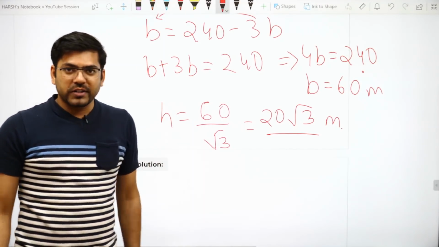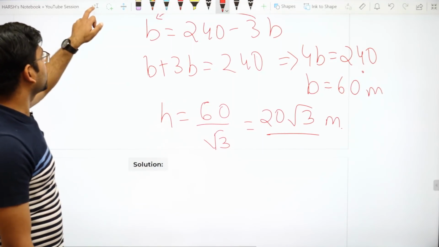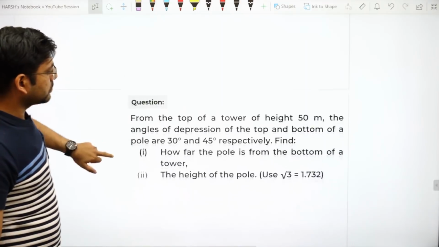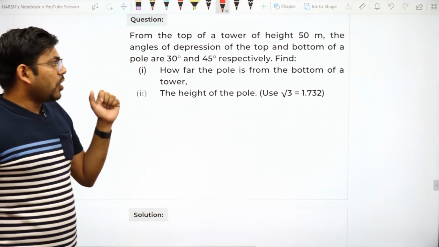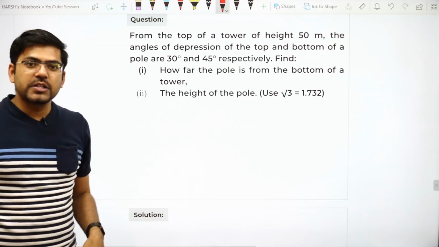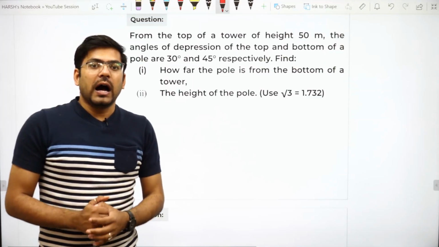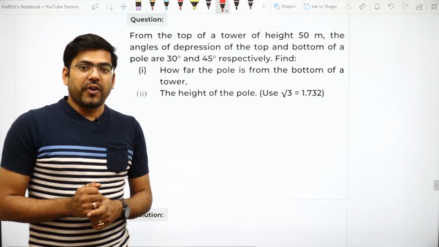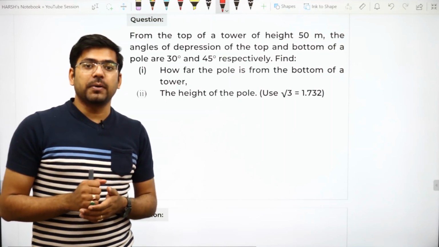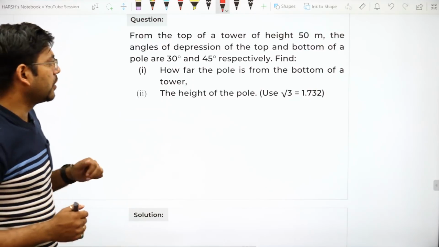Now if you have got how this question is solved, moving on to the next question. From the top of a tower of height 50 meter, the angles of depression of the top and bottom of a pole are 30 degree and 45 degree respectively. Find how far the pole is from the bottom of the tower. Now, let us see how this question will be solved.